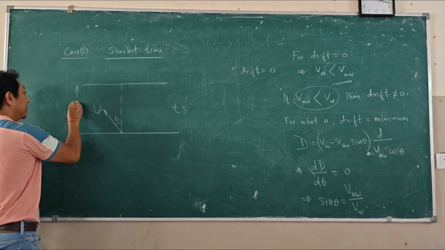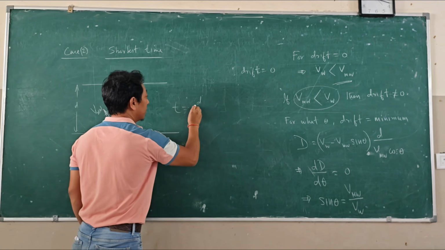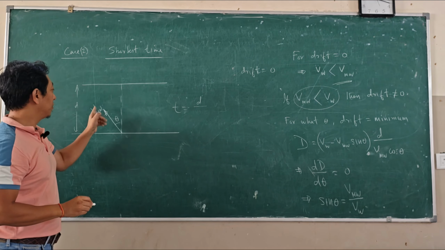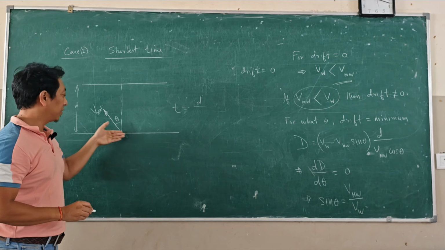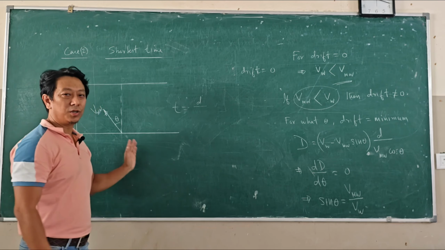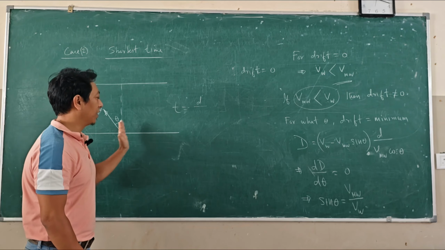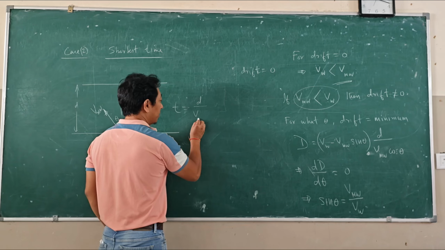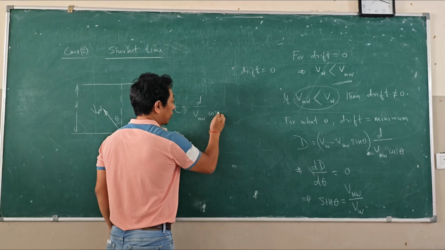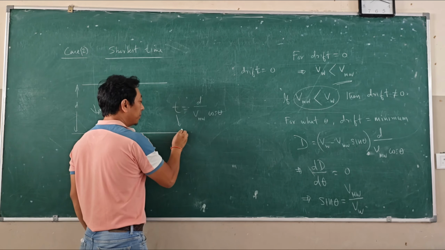First, d by which component will take you here? Vmw cos theta. River will have no role. River is only taking you here and there. I mean here. So Vmw cos theta. Now you want this time to be what? Minimum.